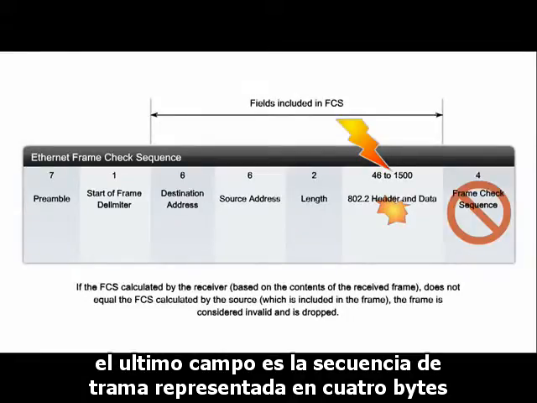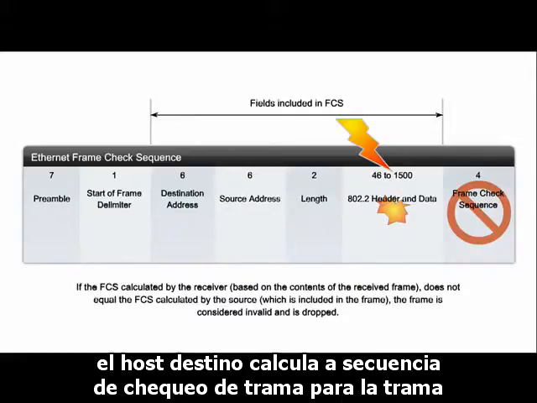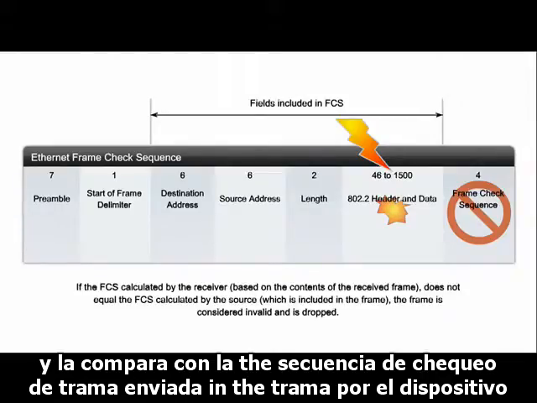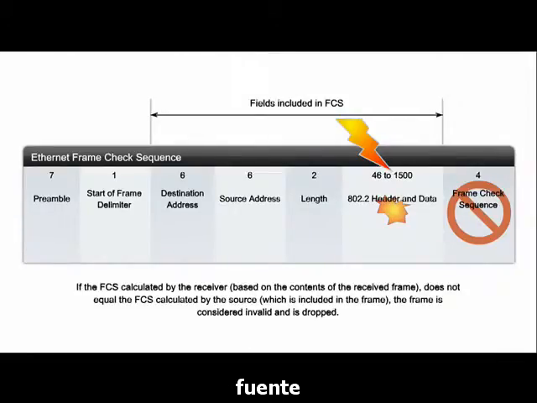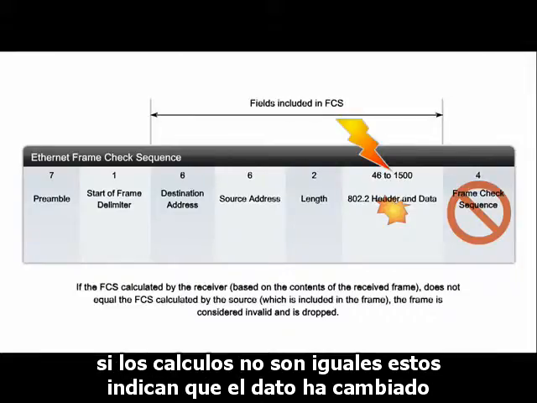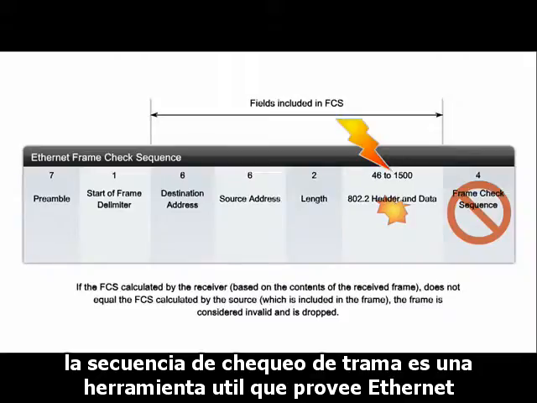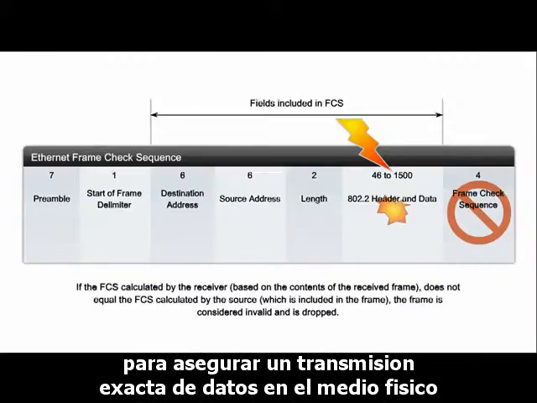The last field is the frame check sequence field, represented in 4 bytes. This field is used to detect errors. The destination host calculates a frame check sequence for the frame and compares it to the frame check sequence sent in the frame by the source device. If the calculations match, no error has occurred and the message is a success. Calculations that do not match are an indication that the data has changed, therefore the frame is dropped. The frame check sequence is a useful tool provided by Ethernet to ensure accurate transmission of messages across the physical media.